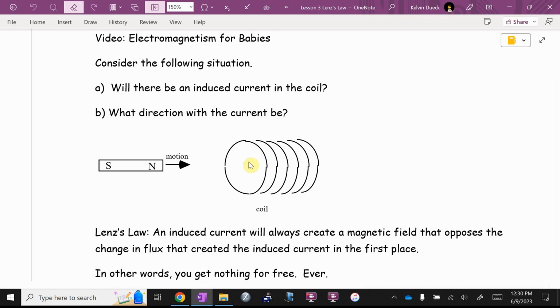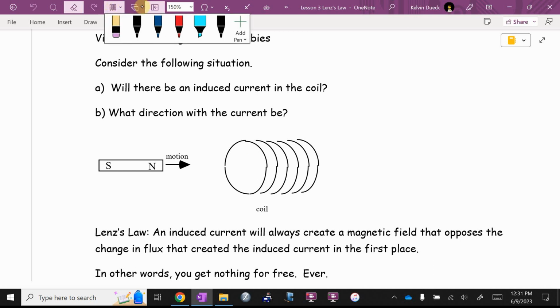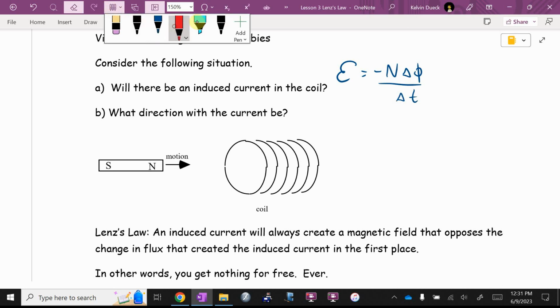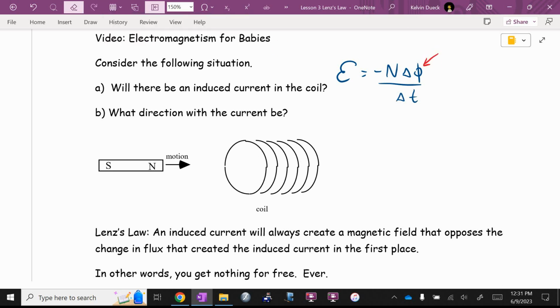Okay, thank you. First question, will there be an induced current in the coil? Well, we're talking about a coil, not a wire. So the equation for the induced current in a coil was, well, this was the equation for a voltage, but since the coil has resistance, there'll be a current. It was negative N change in flux over change in time. And really the key is right there. Is there a change in flux?